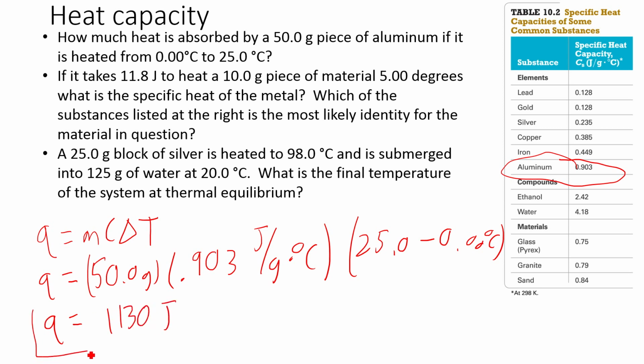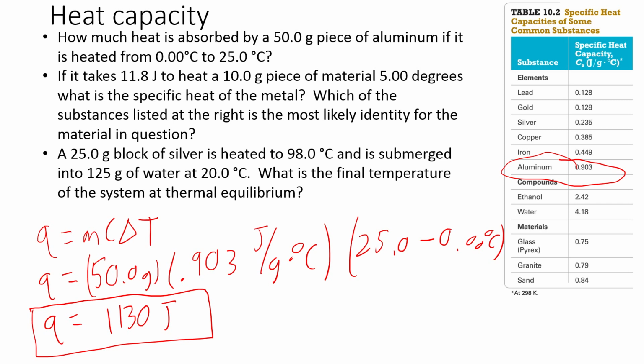Remember, this is, in this case, positive. If there were two answers, a negative and a positive, this would be positive. That makes sense because our temperature is going up, and we're asking how much heat is absorbed. So it is gaining the energy. Our system is gaining something. Let's look at another example. So that's our first one.